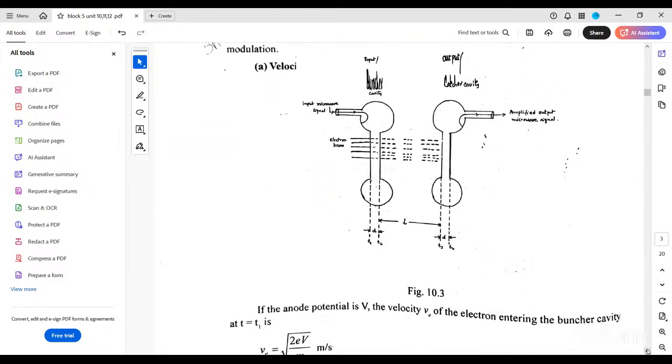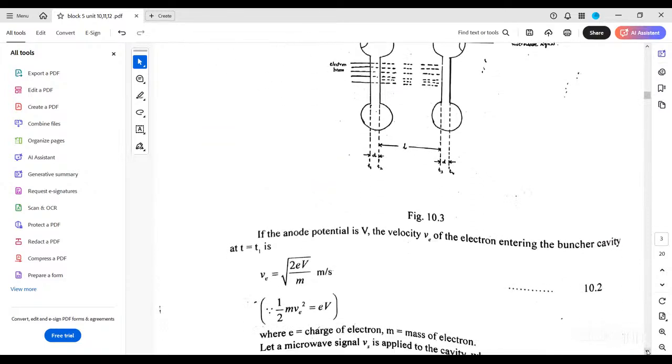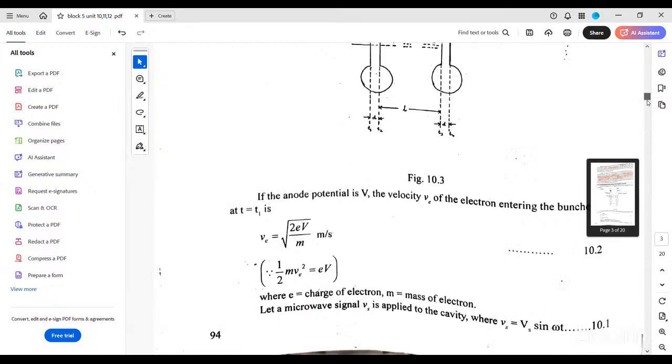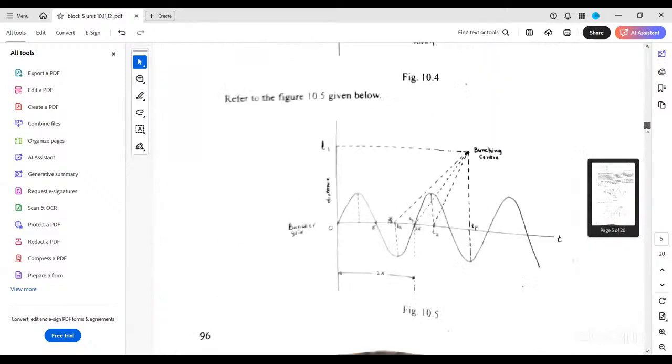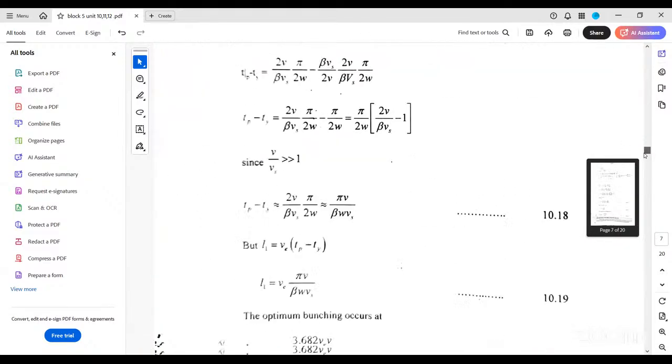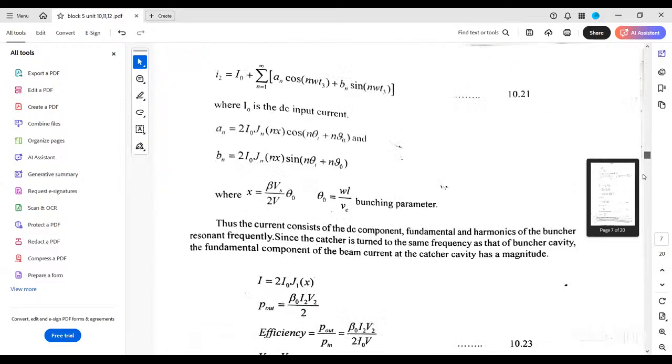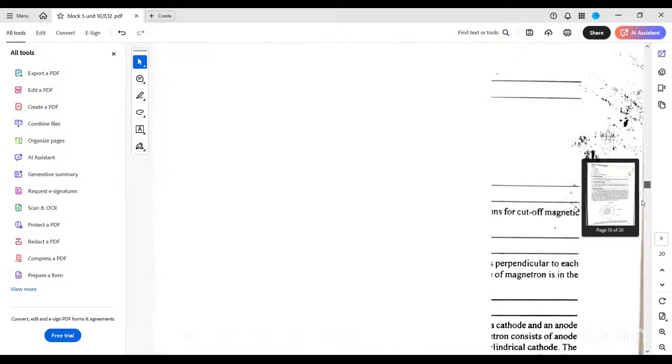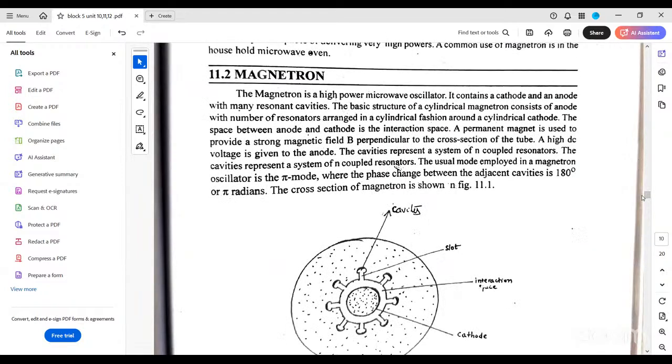Next one is magnetron. After this comes magnetron, which is page number 101. Come to page number 101. Magnetron. This is also one of the important questions.